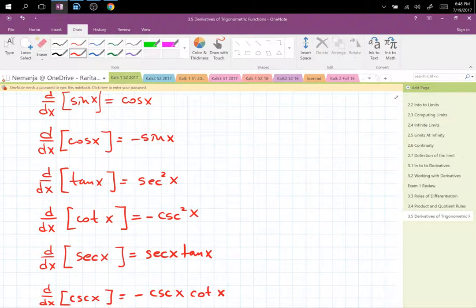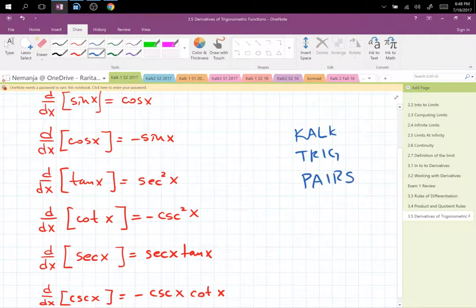There is an amazing way to memorize this because these formulas are highly symmetric. First of all, we are going to notice that you have trig pairs. Sine with cosine, secant with tangent, and cosecant with cotangent. If you look at any of the formulas, you will always see those pairs appear.